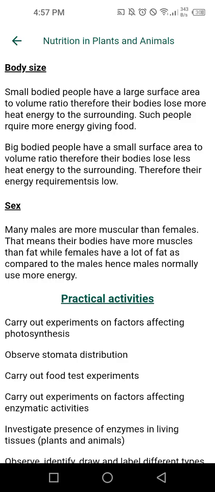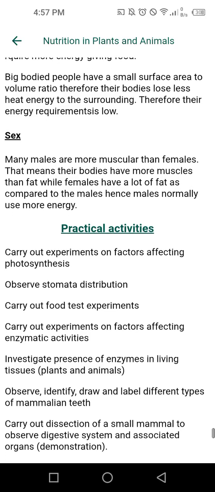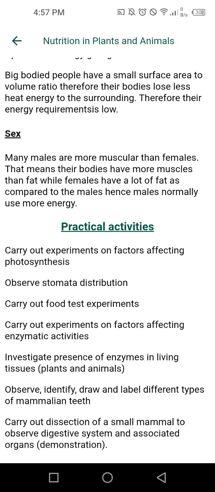Practical activities. Carry out experiments on factors affecting photosynthesis. Observe stomata distribution. Carry out food test experiments. Carry out experiments on factors affecting enzymatic activities. Investigate presence of enzymes in living tissues, plants and animals. Observe, identify, draw and label different types of mammalian teeth. Carry out dissection of a small mammal to observe digestive system and associated organs. Demonstration.